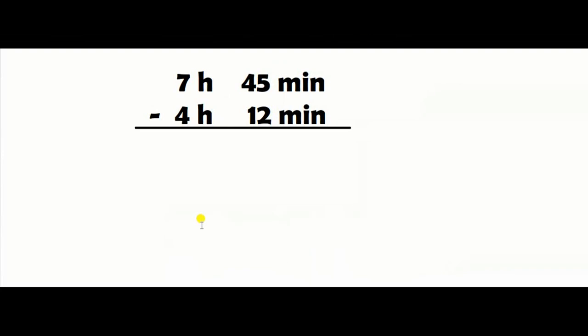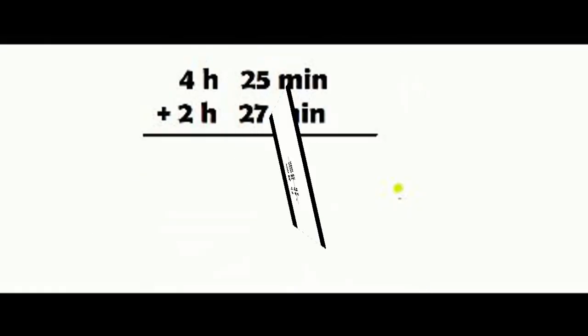So here we have 7 hours and 45 minutes minus 4 hours and 12 minutes. As usual, we're going to take care of the minutes first and then we deal with the hour aspect. So I can say 45 minutes minus 12 minutes gives us 33 minutes. Right? And then over here now, 7 hours minus 4 hours gives us 3 hours. So our answer is 3 hours and 33 minutes.